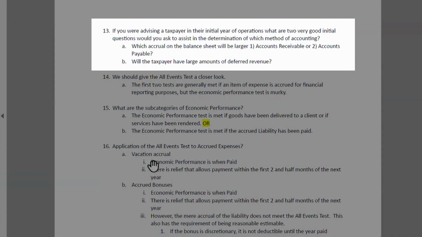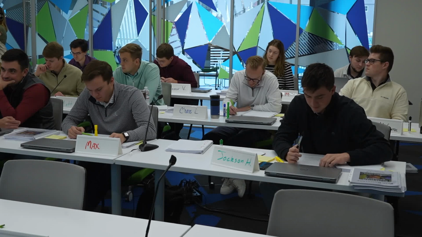Jackson. Sounds good. If you were advising a taxpayer in their initial year of operations, what are two very good initial questions you ask to assist in the determination of which method of accounting? Which accrual on the balance sheet will be larger, one, accounts receivable, or two, accounts payable, and will the taxpayer have large amounts of deferred revenue? Boy, what the hell does all that mean? Not exactly sure. Does that make sense to you, Austin, why I'd be asking those questions? Yeah. Okay.